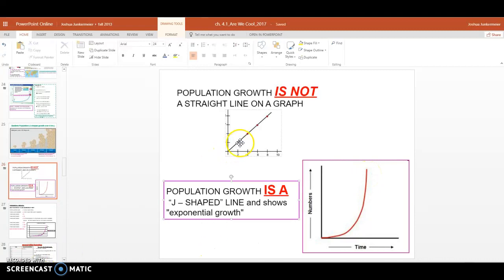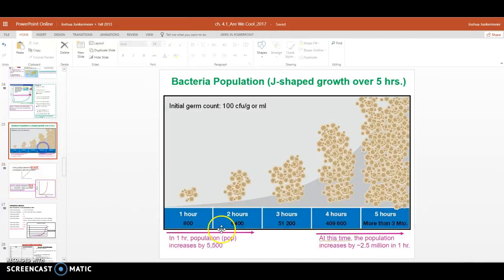Remember, populations don't have straight line or linear growth. Populations do not grow in a straight line. You don't have a perfect slope like this, a straight line or linear growth. You always have a J-shape. So populations, organisms, always grow J-shaped, just like the bacteria. J-shaped, exponential. Over time, the population grows more and more.